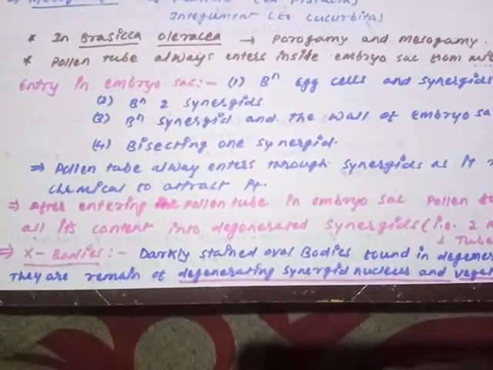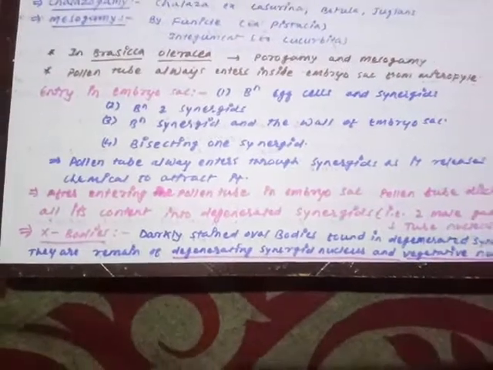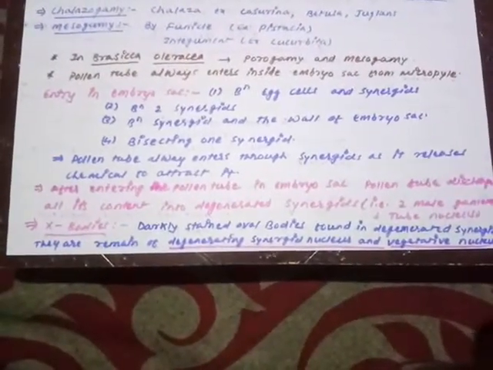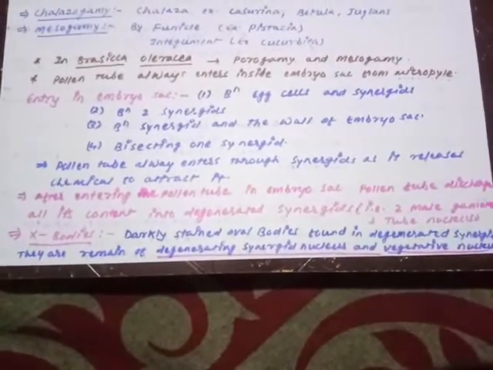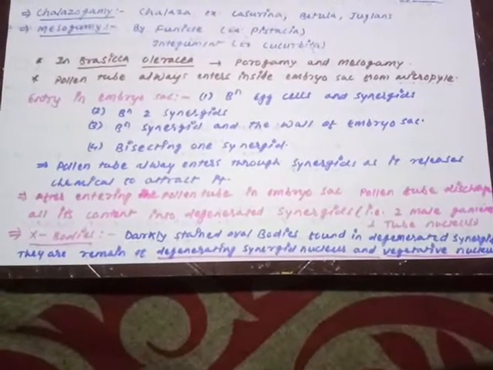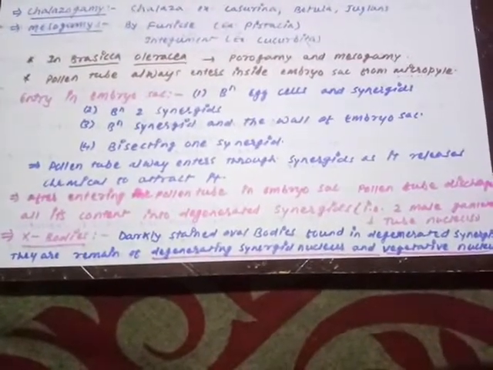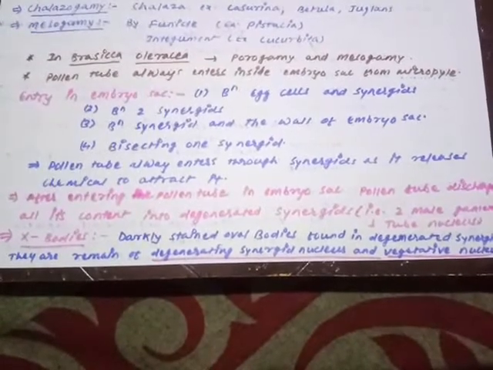What happens as soon as the pollen tube enters inside the embryo sac? The pollen tube bursts out and releases or discharges all its content inside the synergid cell. Are you getting my point? As soon as the pollen tube enters inside the embryo sac, it bursts and discharges whatever content is present inside the pollen tube into the degenerating synergid, because the synergid is also getting degenerated. So it will discharge all the content into the degenerating synergid cells.